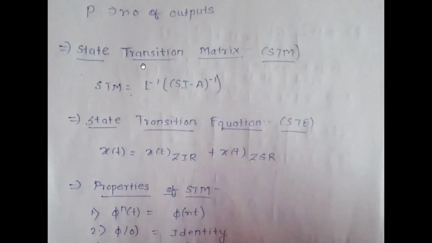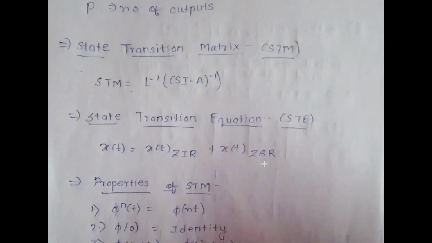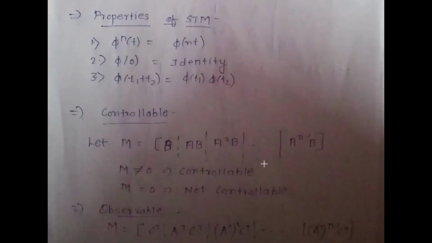What is a state transition matrix (STM) and what is a state transition equation (STE)? You have to know its formula so that when we have equations on it, we can solve questions. Okay. So what is a state transition matrix? State transition matrix is given as Laplace inverse of (sI minus A) inverse. And the state transition equation is given as x of t, which is the zero initial condition part, and x of t, which is the zero state response. So I hope I am very clear with this.